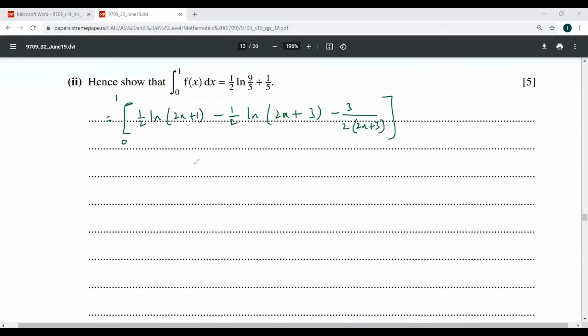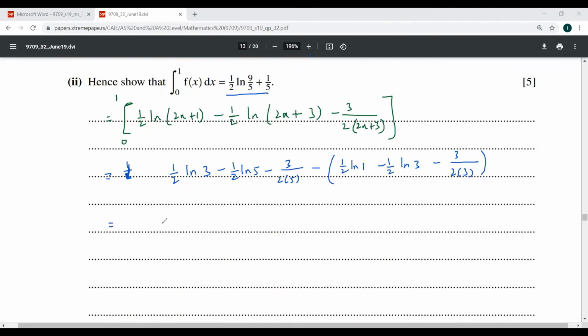So guys, I was applying the limits here. I have to show all of this to be equal to this thing here. So when we put 1 here, this is going to be half ln 3 minus half ln 5 minus 3 over 2 into 5. And then minus, when I put 0 here, I have half ln 1, which is going to be 0, minus half ln 3, and minus 3 over 2 into 3. That is what we have after applying the limits.